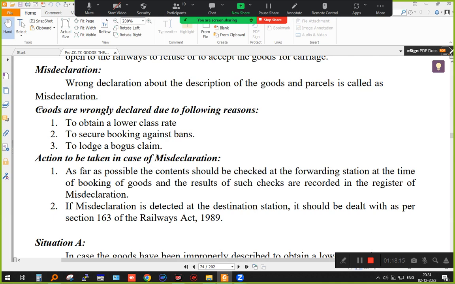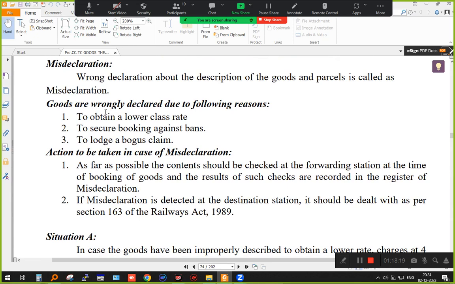So goods are wrongly declared for the following reasons. What are the reasons? First one, to obtain a lower class rate. As we told, rice, wheat, every commodity in the railway which we book has got many classes depending on the commodity. Now if at all we declare a commodity at a lower rate, then the consignor or the consignee may save some money. For that he may give a wrong declaration. Then to secure booking against ban, that means some states or the whole Indian Railway has banned the transport of certain commodities.